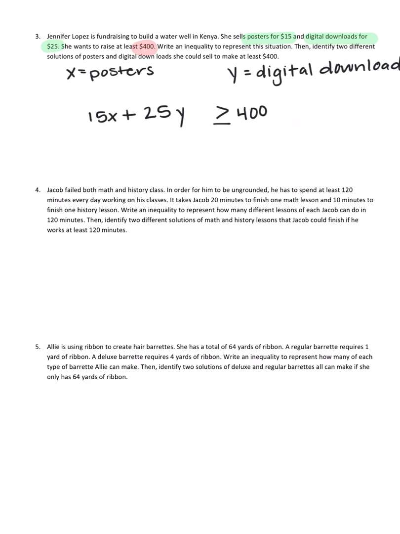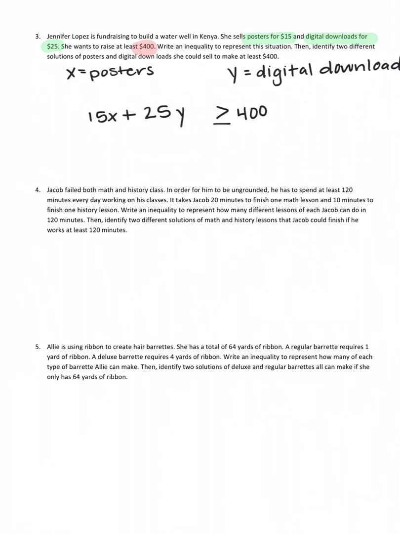Jacob failed both math and history class. In order for him to be ungrounded, he has to spend at least 120 minutes every day working on his class. It takes Jacob 20 minutes to finish one math assignment and 10 minutes to finish one history assignment. Write an inequality to represent how many different lessons of each Jacob can do in 120 minutes.